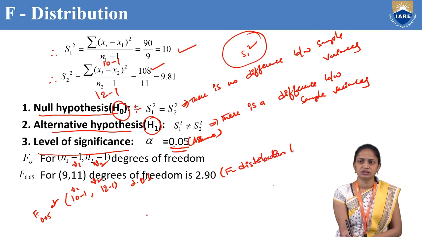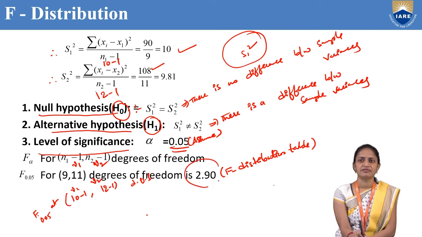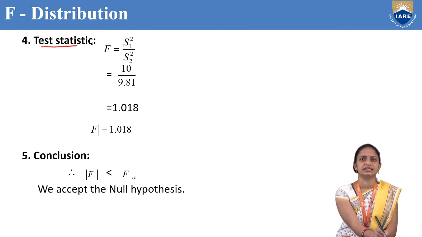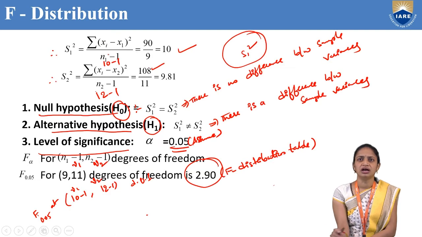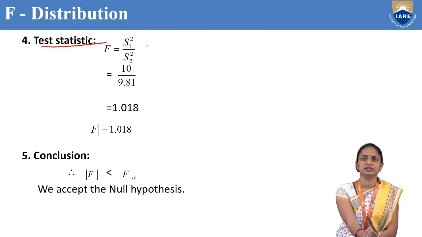F distribution table. So therefore, F alpha value is 2.90. Now coming to the test statistic, here we have S1 square value is 10 and S2 square value is 9.81. S1 square is bigger than S2 square, so we have to write S1 square in the numerator.